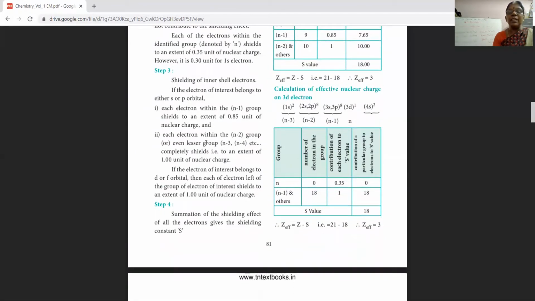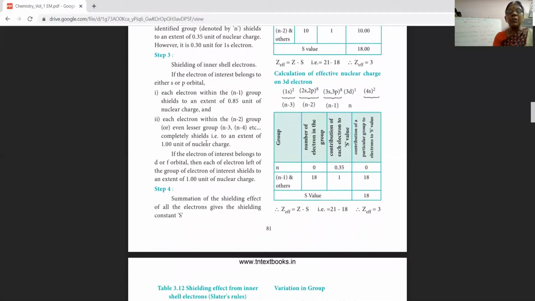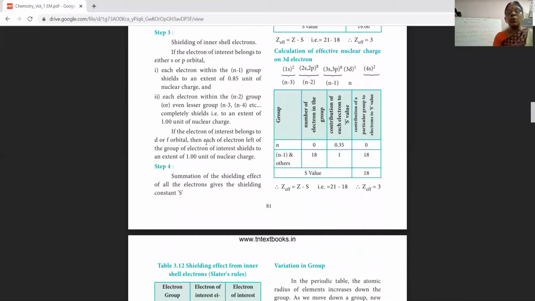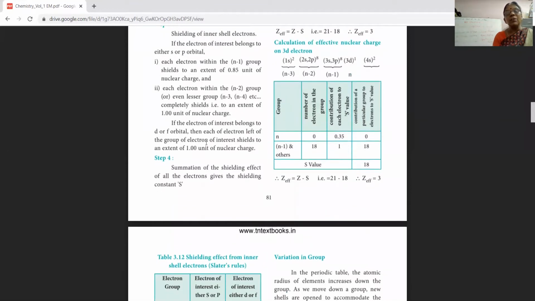Then, calculation of the effective nuclear charge on the 3d electron. Again, the same thing: grouping it as 1s2, 2s2 2p8, 3s 3p8, 3d1, 4s2. Here 4s2 is beyond the electron of interest, so we are not counting it in S. We are considering the 3d as n. In group n, there are 0 other electrons because the one electron we are calculating has no remaining electron in its group, so 0 multiplied by 0.35 gives 0.